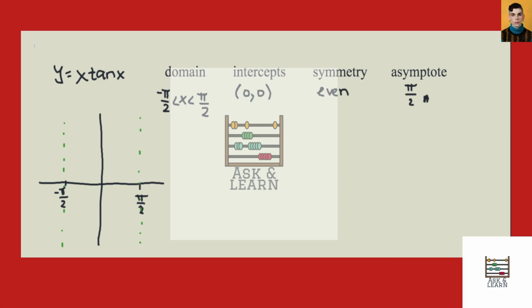All right, and now to see where it increases and decreases, we'll find the first derivative. So y prime equals tangent x plus x times secant squared x. All right, so that's our first derivative.